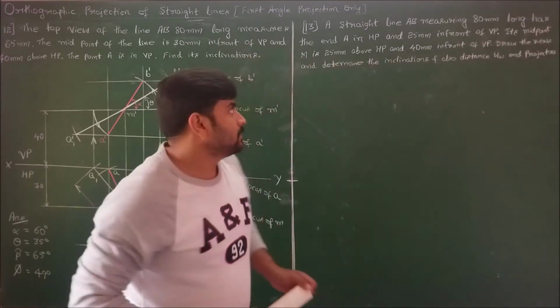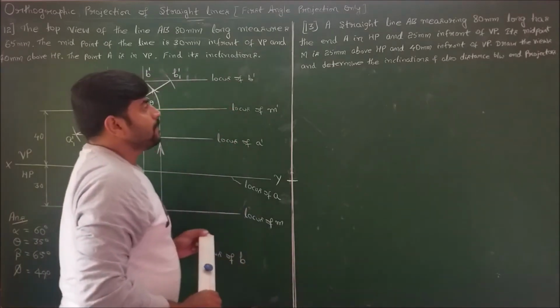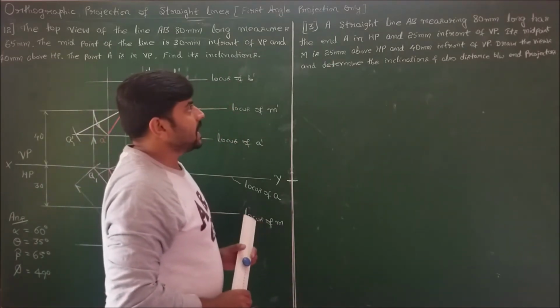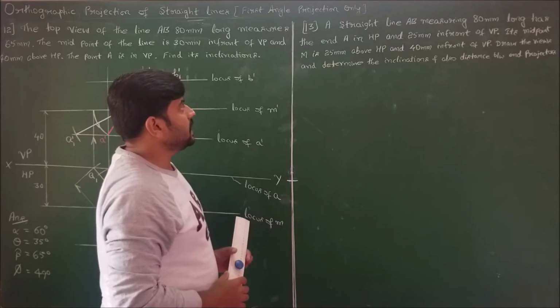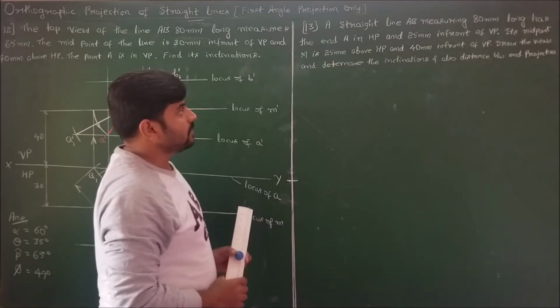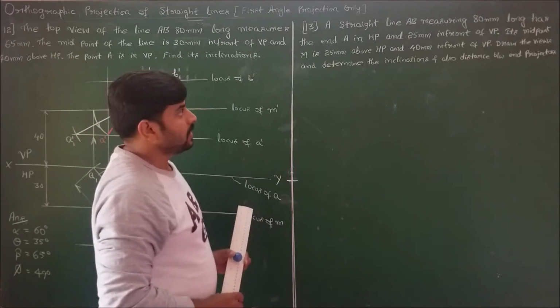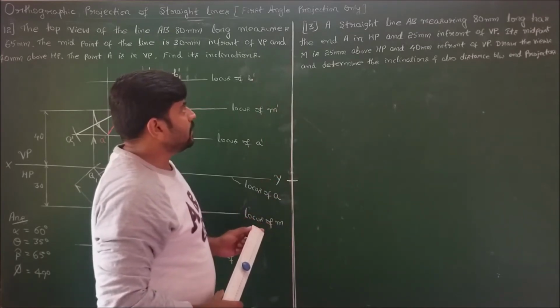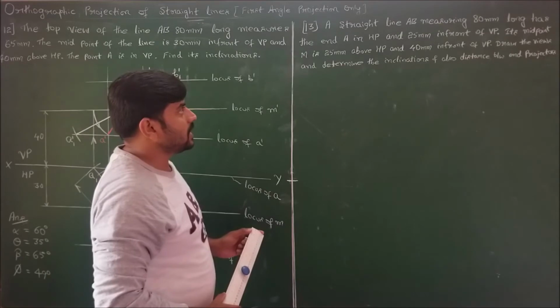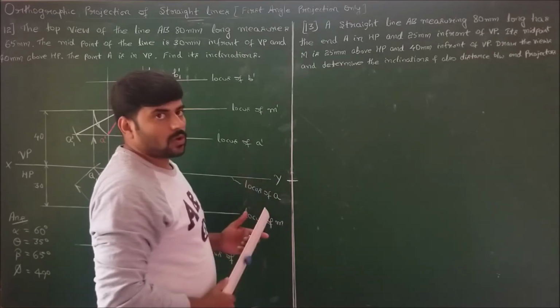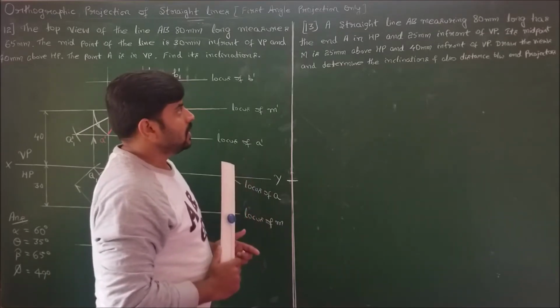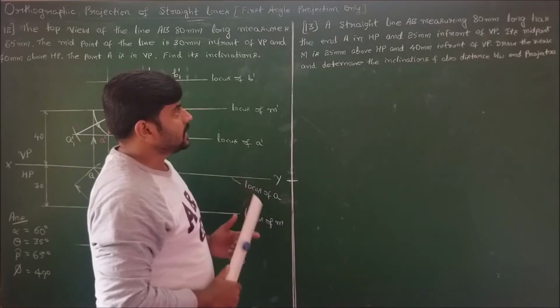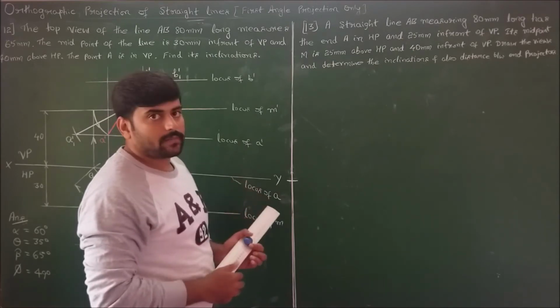Now, problem number 13 states that a straight line AB measuring 80 mm long has the end A in HP and 25 mm in front of VP. So we got the locus of A dash and A. Its midpoint M is 25 mm above HP and 40 mm in front of VP. So we got the locus of M dash and M also. Draw the views and determine the inclinations and also the distance between end projectors.